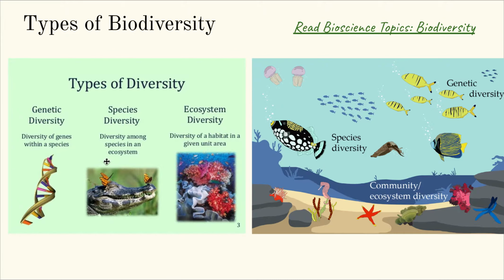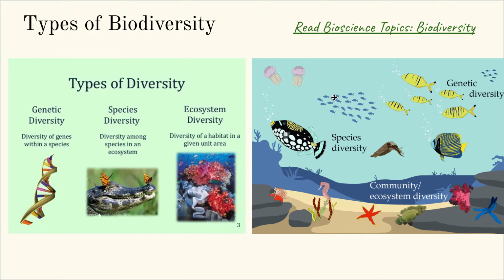So here we have a crocodile and a butterfly, crocodile being one species and butterfly being another species inside the same unit area. The third type of diversity is ecosystem diversity. This is diversity of a habitat in a given unit of area. So different kinds of habitat in a particular area is what that means.